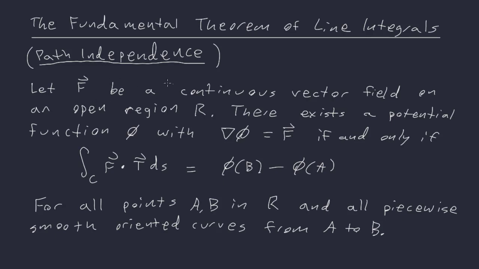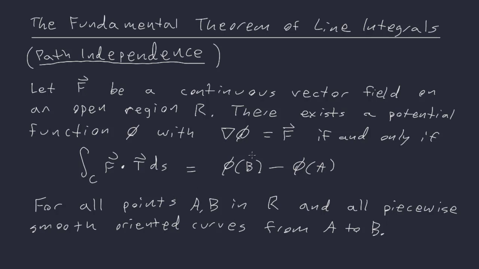Okay, so let capital F be a continuous vector field on an open region R. Then there exists a potential function phi with the gradient of phi equal to capital F if and only if, in other words, capital F is conservative if and only if the line integral over C of F dot T ds, so the circulation, is equal to phi of B minus phi of A for all points A and B in R and all piecewise smooth oriented curves from A to B.